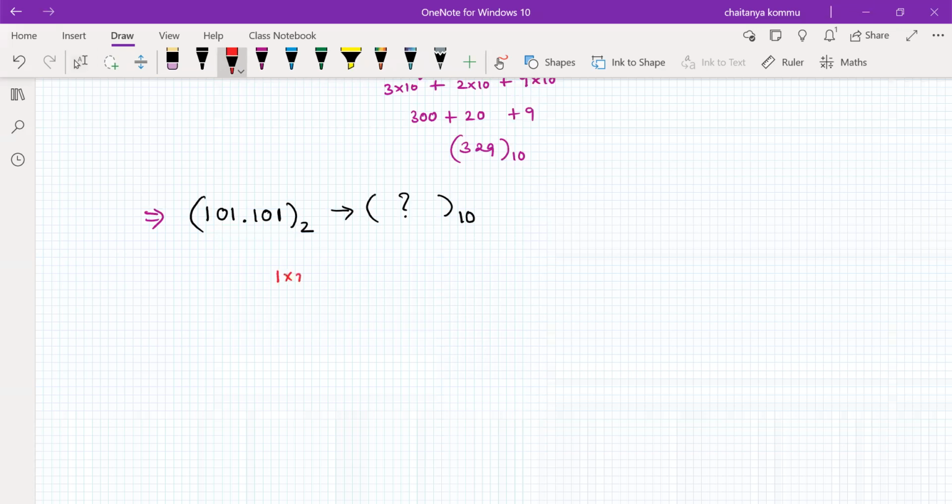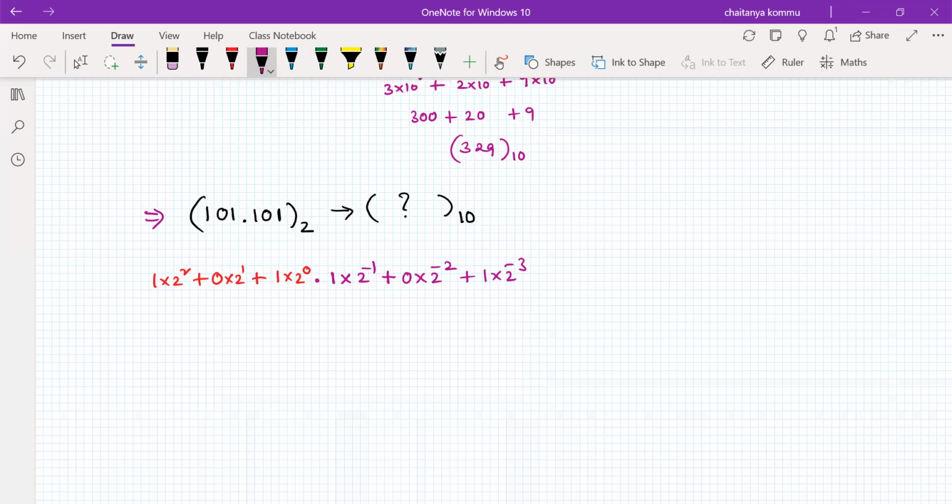1 into 2 power 0 on the left-hand side, and I'll put a dot here. Plus 0 into 2 power 1, plus 1 into 2 squared. Do you agree with me on the left-hand side? Okay, let's go to the right-hand side. 1 is multiplied with 2 power minus 1, as we have seen in the number system, plus 0 into 2 to the power of minus 2, plus 1 into 2 to the power of minus 3.